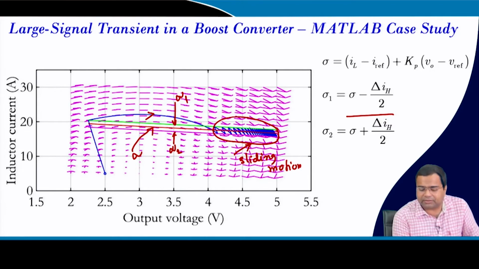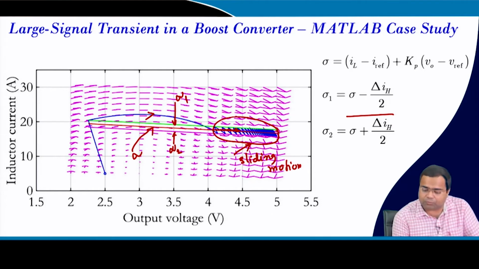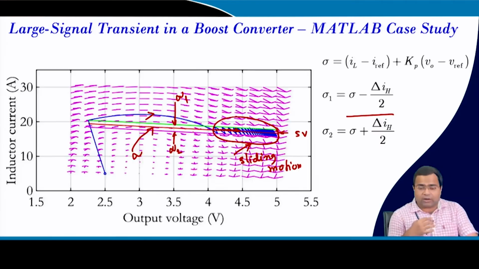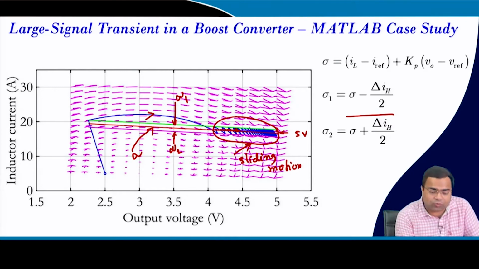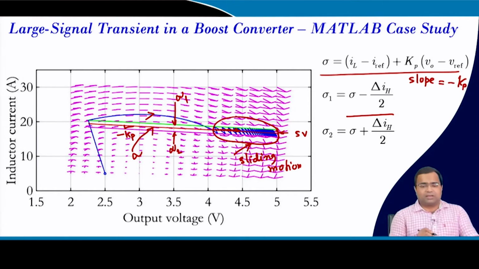And you have to ensure that on average this trajectory goes towards the desired point, where my output desired value is 5 volt and the average inductor current is roughly around 18 or so. Now, we have taken this slope and we discussed that this slope is minus Kp. That means, if you take the slope here, it is nothing but minus Kp. This slope plays a significant role.